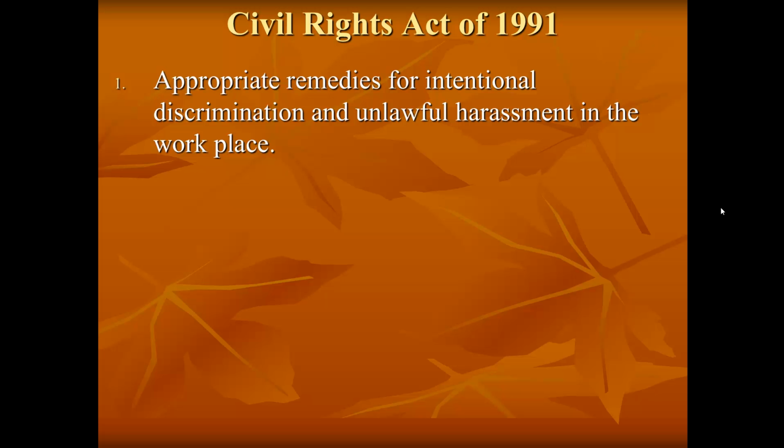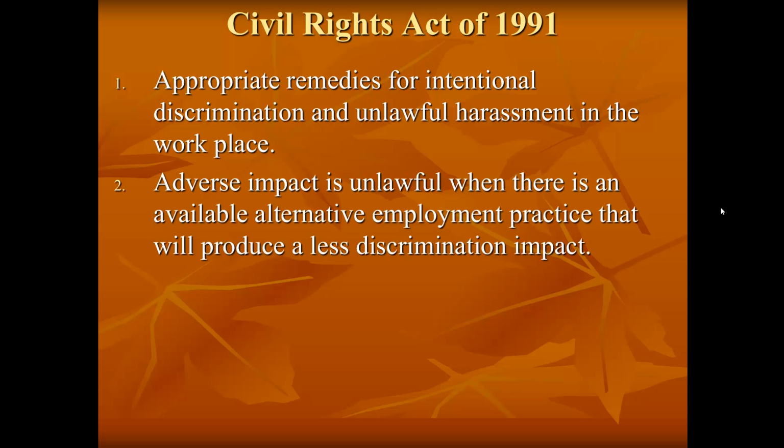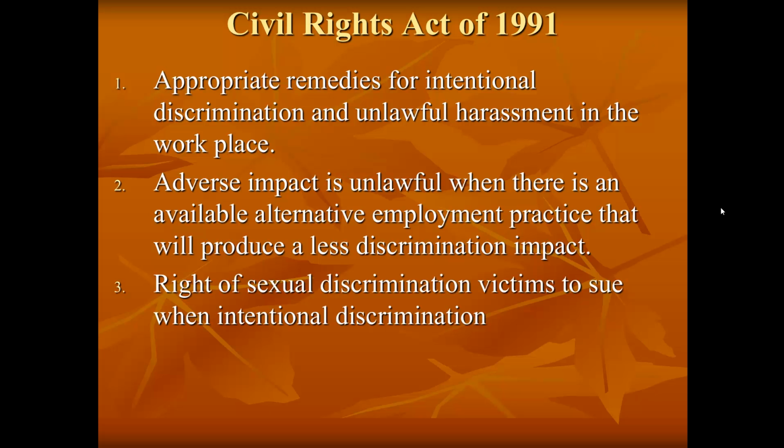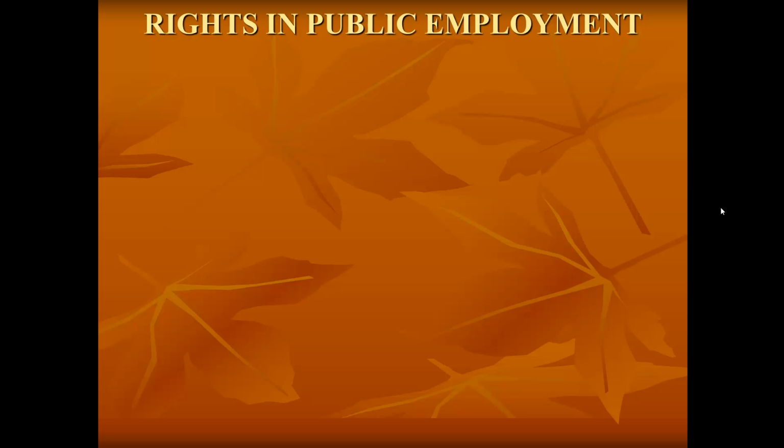In 1991, Congress again passed another Civil Rights Act. This Civil Rights Act did the following things: appropriate remedies for intentional discrimination and unlawful harassment in the workplace; adverse impact is unlawful when there is an available alternative employment practice that will produce less discrimination; and the right of sexual discrimination victims to sue for intentional discrimination. So you can see that the Civil Rights Act is just redefining these things a little bit more each time they're passed. And Civil Rights Acts go back to after the Civil War, and we'll see one later on that was passed in the 1860s. But they're just passed periodically, and each time they redefine a little bit of the previous law.